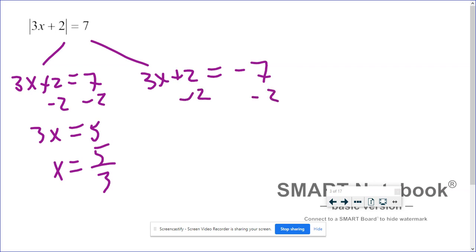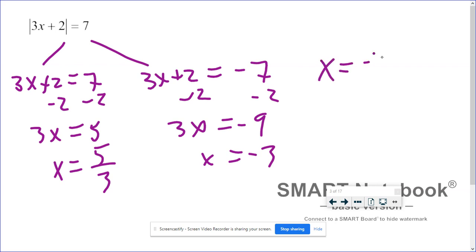Over here, we're going to subtract 2 on both sides. So then 3x is equal to negative 9. Divide both sides by 3, and you get x is equal to negative 3. So you can say x is equal to negative 3 or 5/3.